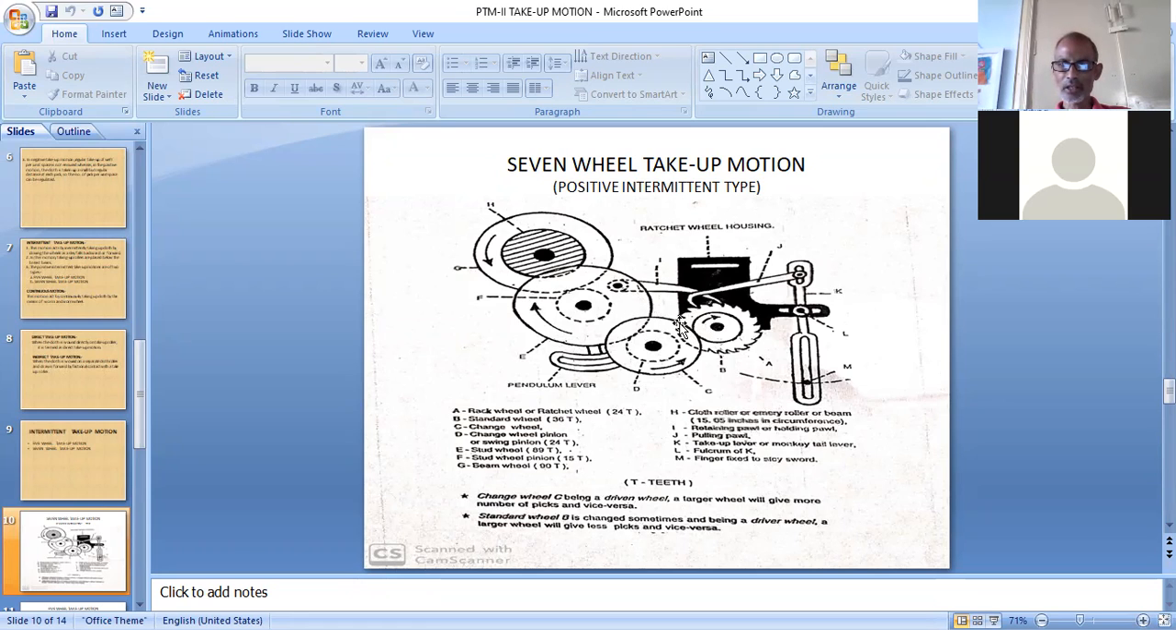You can see other parts in the diagram. It is a catch, which is known as the retaining catch, indicated by I, and this is the pulling pawl, indicated by J. This complete assembly is known as the take-up lever, indicated by K, which is fulcrumed at L. This fulcrum point is indicated by L.